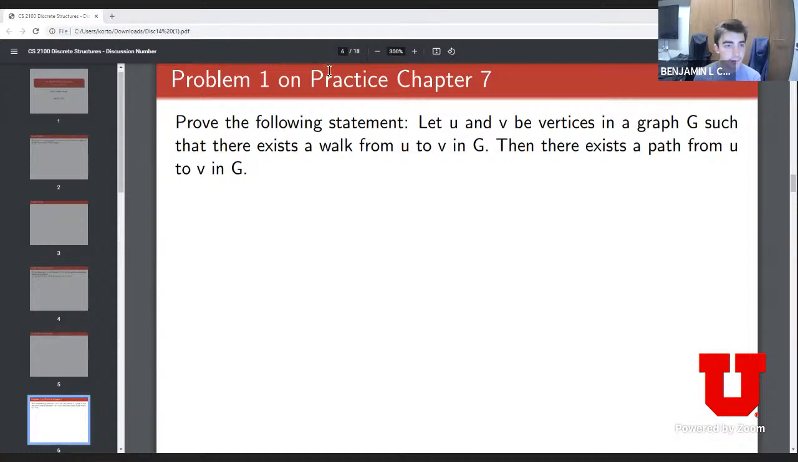All right, so let's talk about this one. So what do we know? We know that U is some vertex in our graph, as is V, and we know that there's a walk between them. And we want to prove that there's a path between them. So what's the difference between a path and a walk? What can walks have that paths can't?